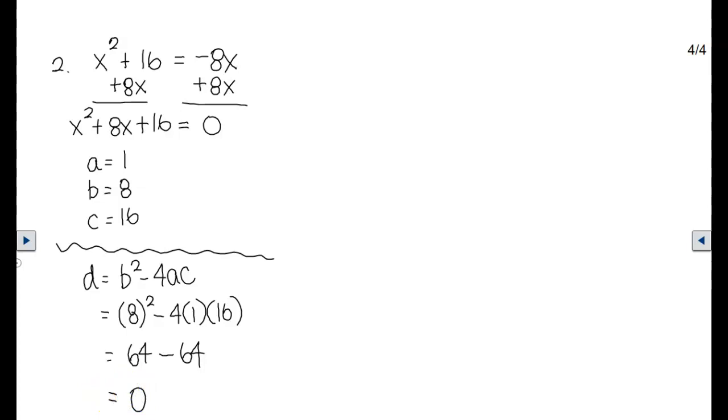So notice this time we have a discriminant of 0. That means we should get one real solution. Now, time to use our quadratic formula to actually figure out what that solution is.